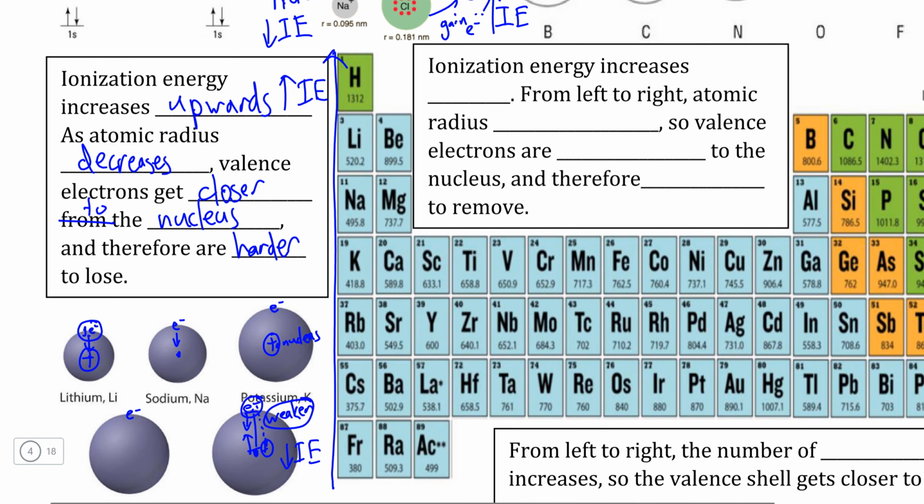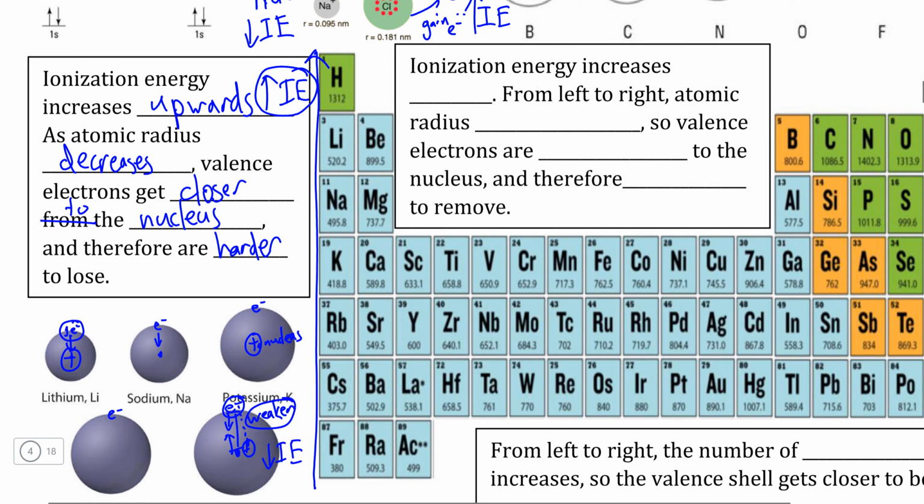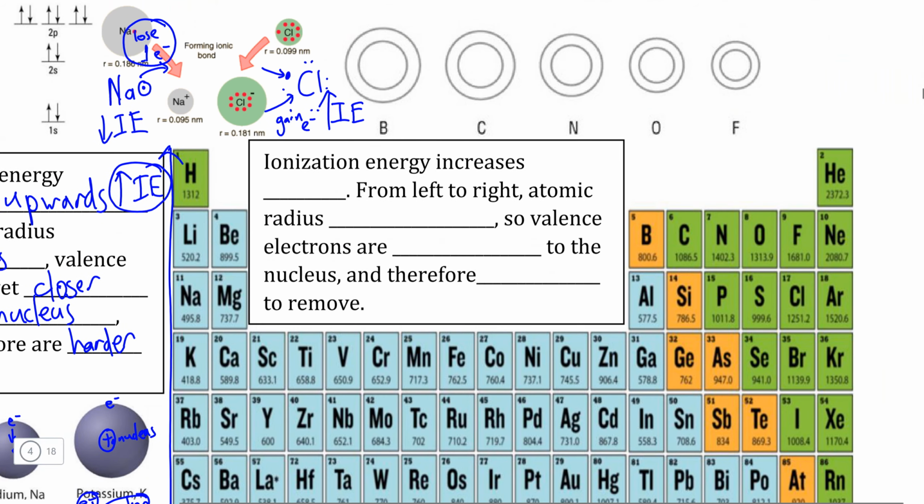And that's why the smaller an element's atomic radius is, the harder it is to remove a valence electron, and therefore the more energy is needed in order to pull it away. Hence why ionization energy increases upwards. Now, we can also use this trend by looking at atomic radius if we go from left to right. So we can say that ionization energy increases when we move rightwards like this.